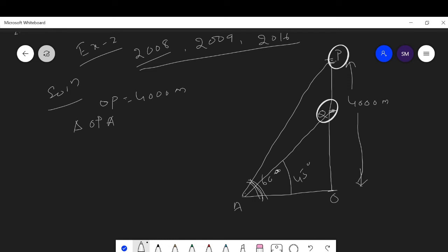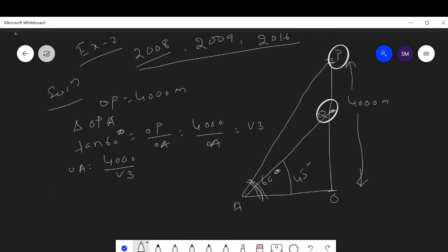Let us consider the triangle OPA. Here take tan 60 degrees. As we know that tan theta is equal to perpendicular upon base, then here the perpendicular means OP upon OA. Here we know that OP is equal to 4,000 meter. Then OA is unknown, we don't know the length of OA, but we know that tan 60 degrees is equal to root 3. This means that OA is equal to 4,000 upon root 3.